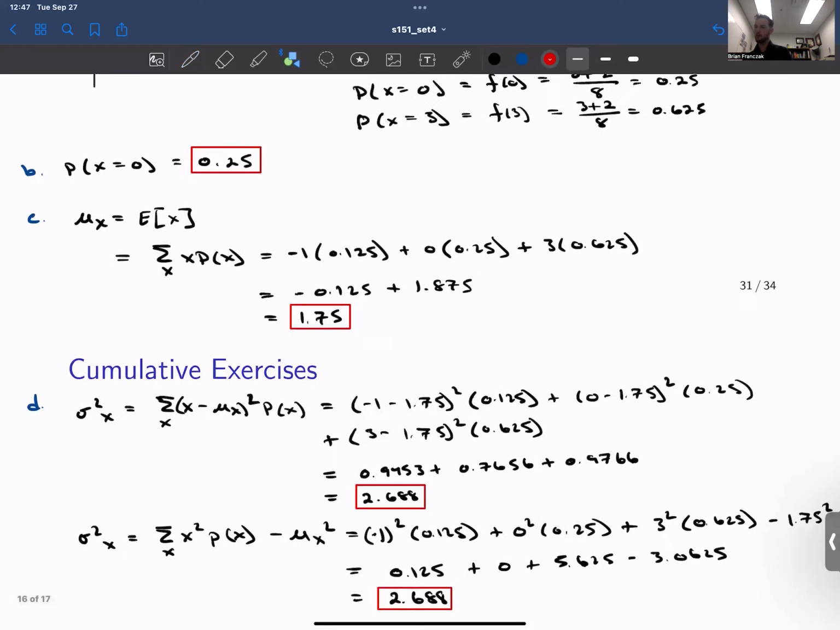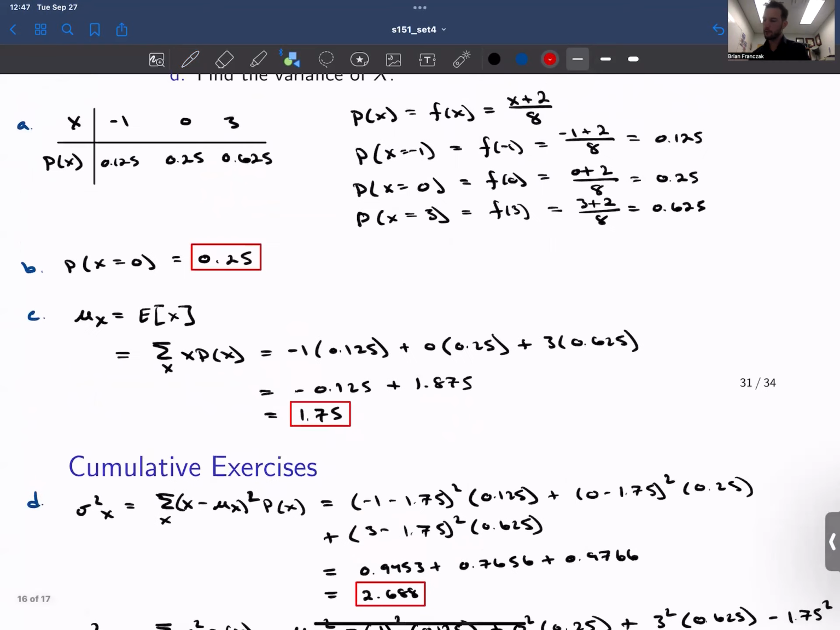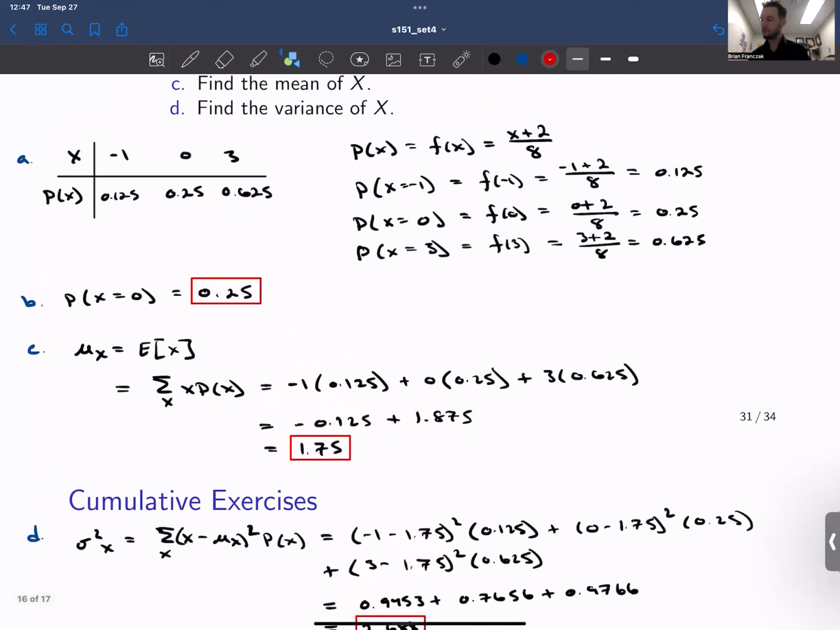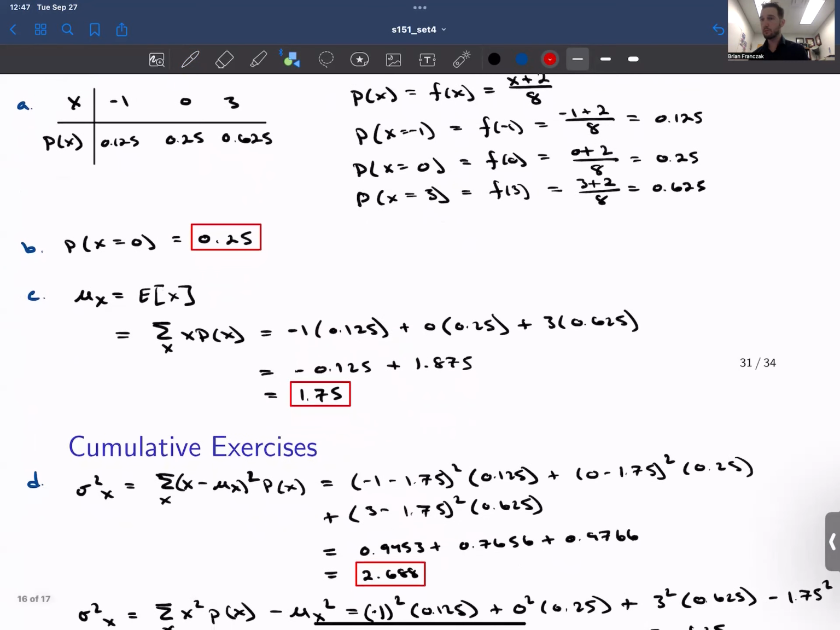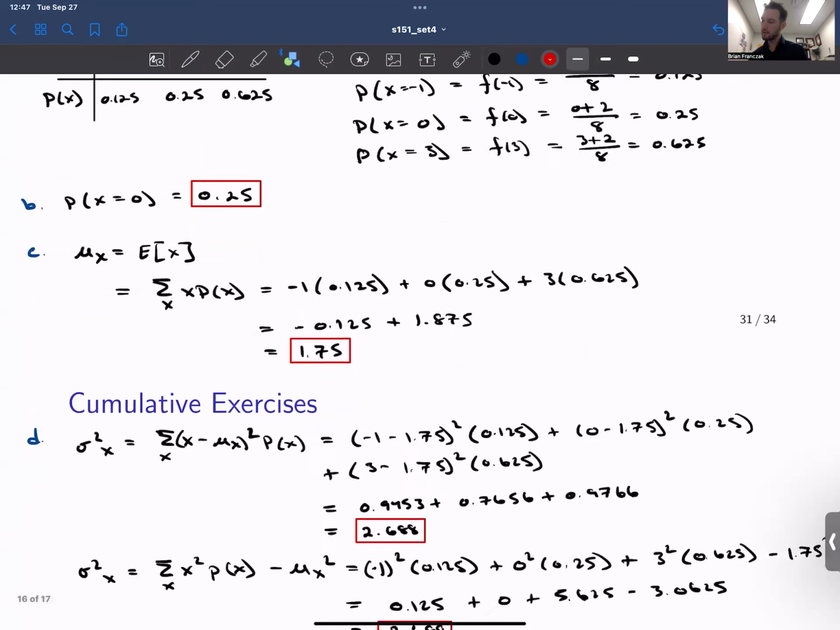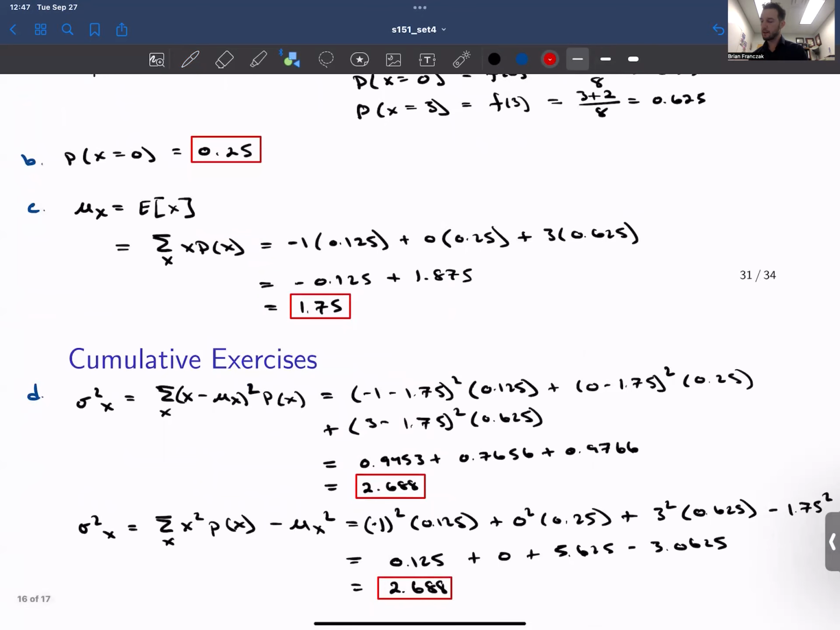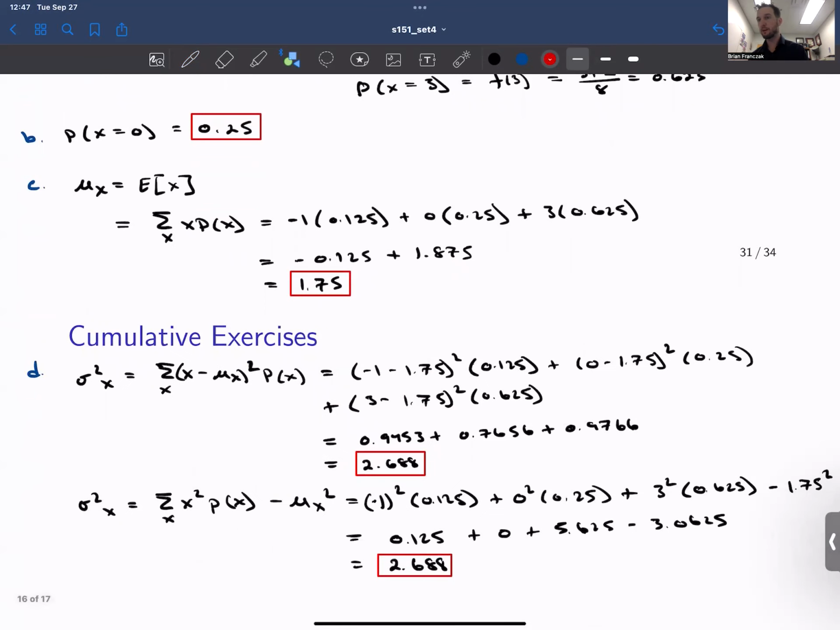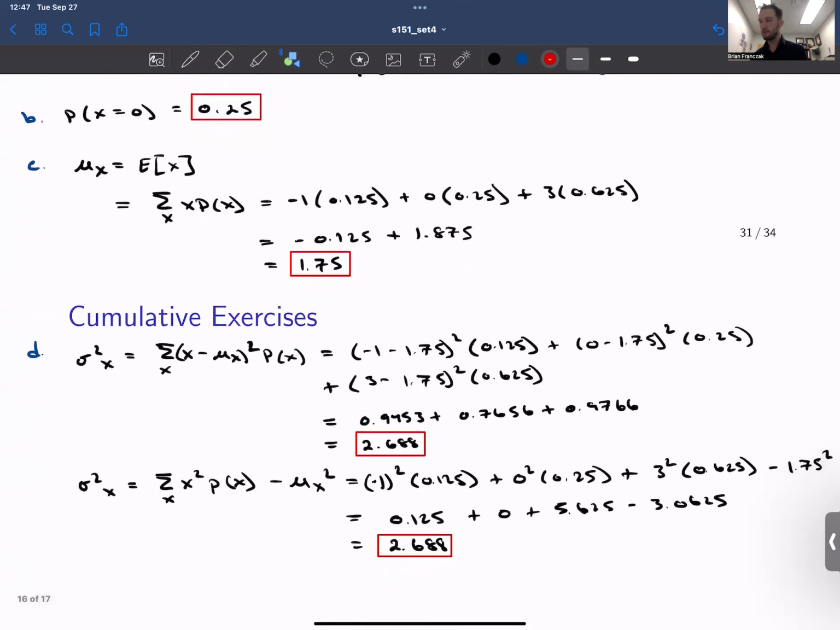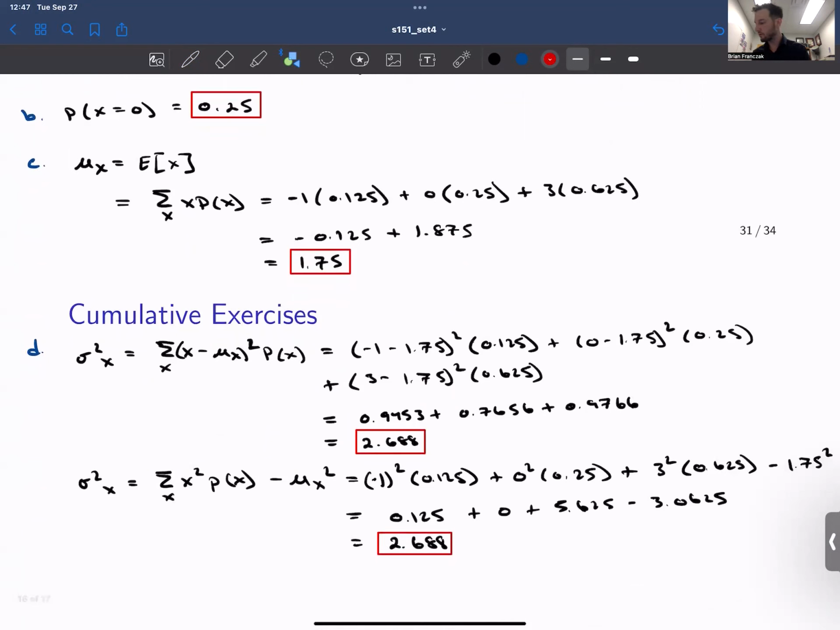Okay. So in this cumulative exercise, we have construction of a probability distribution for x. We have a basic probability computation, and then we have an example of finding the mean or expected value, and then the two different formulas for finding variance. If we wanted standard deviation, we simply have to square root the variance.